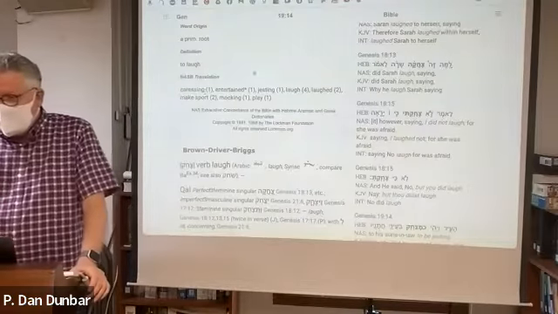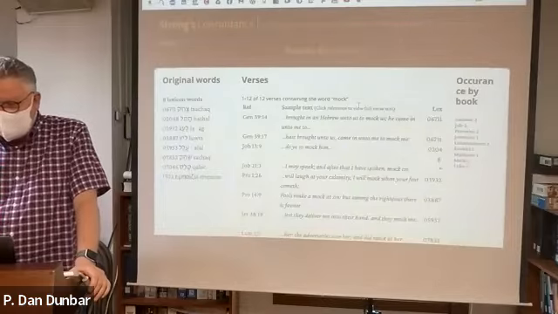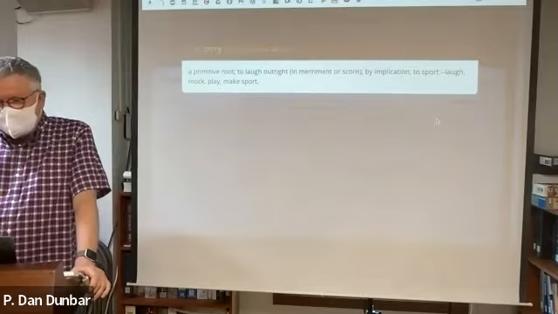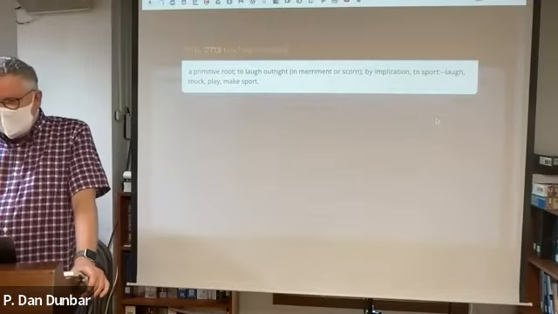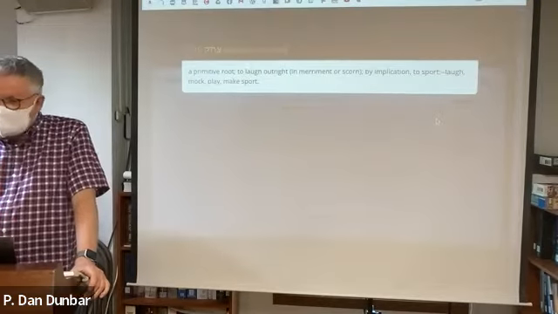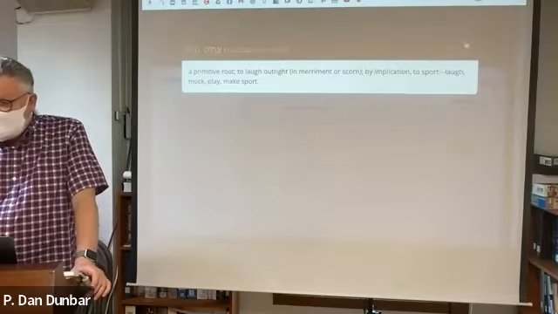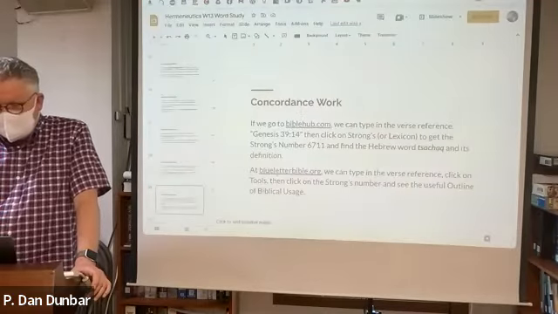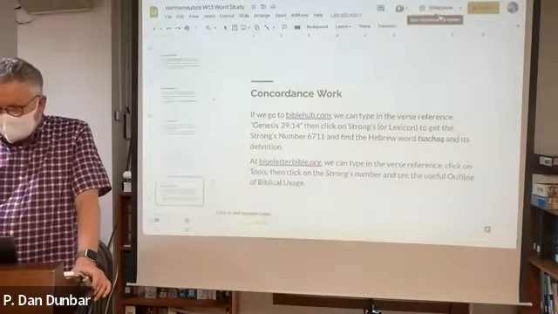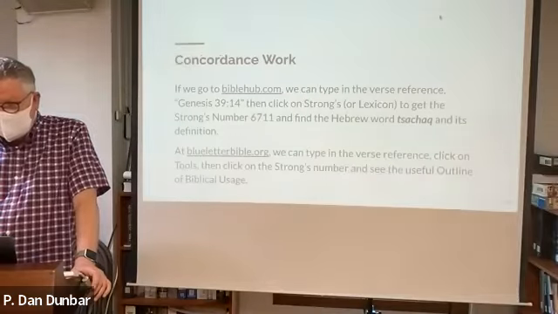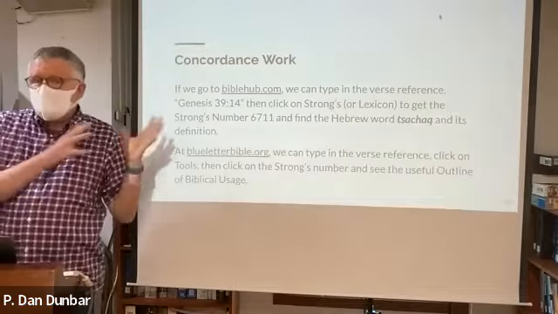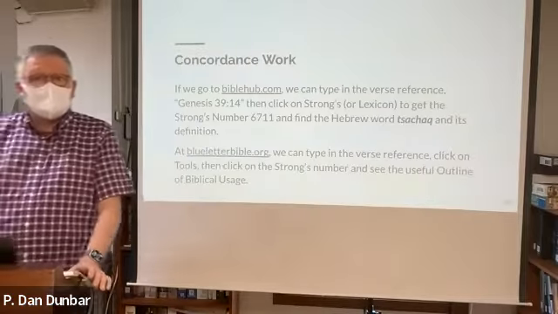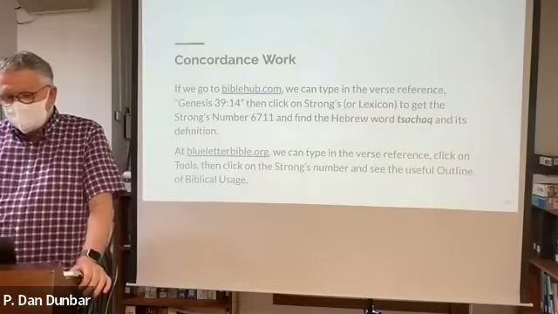And we remember from looking at Strong's, this one's a little bit easier to look at: to laugh outright in merriment or scorn, by implication to sport, laugh, mock, play, make sport of. All right, so there's three different sources there. We can see the semantic range. All right, let's go back to looking at this in the figure. We'll come back to this because I'm going to use it as an example in the next section, which is called context study.